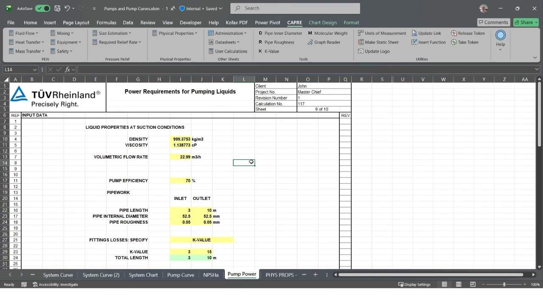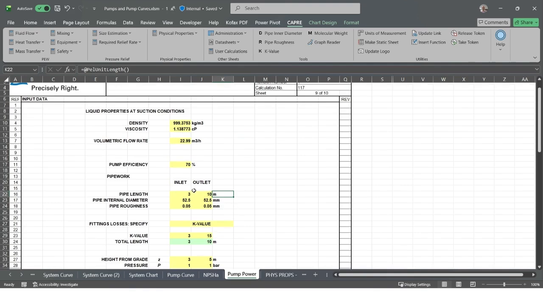The final bit would be that pump power. So how much power is the pump generating? And this got a little bit interesting when I was doing this example, because this is going to take us right back to the very start of this example, and maybe an easier way of doing at least the start of this particular way of looking at pumps. But we're looking at pump power. So again, density, viscosity, flow rate. I've assumed the pump efficiency as before. This here now specifies my inlet and outlet side. So 3 meters on the inlet, 10 meters on the outlet.